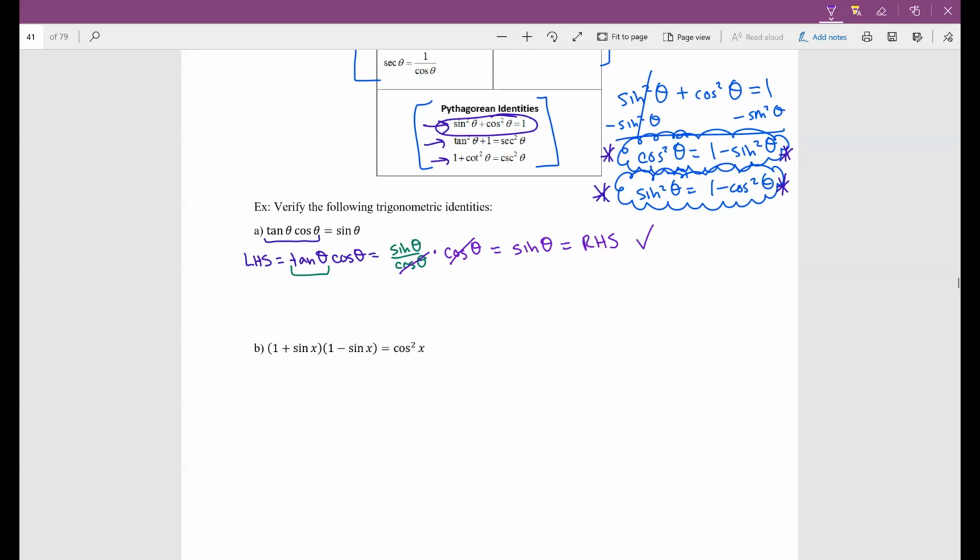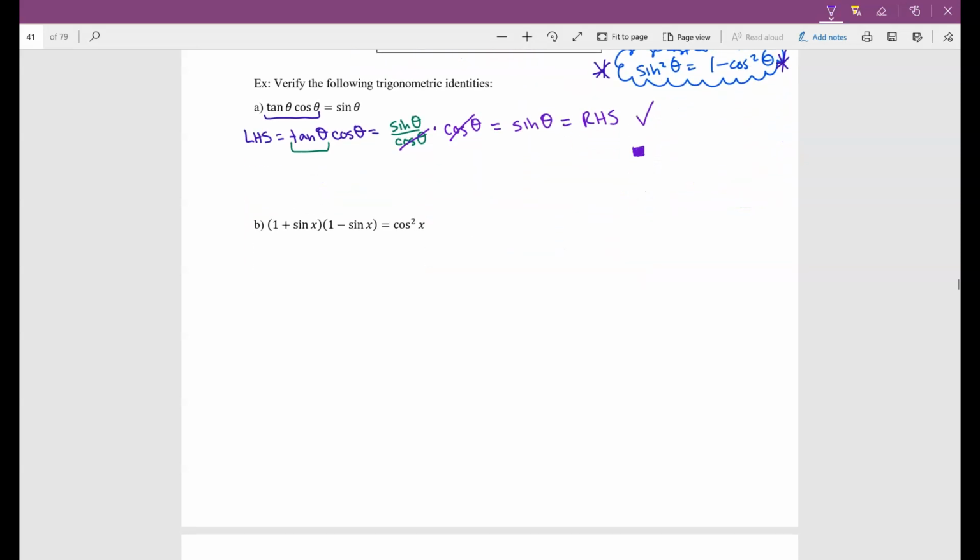Typically, what I like to do is draw a little box and fill it in. This just means that I have finished the proof. I have proven that one side is equal to the other. It's basically mathematics lingo. So please write this down: just a little box, filled in. That lets me know that you are done with the proof.